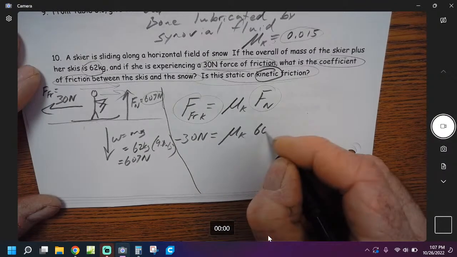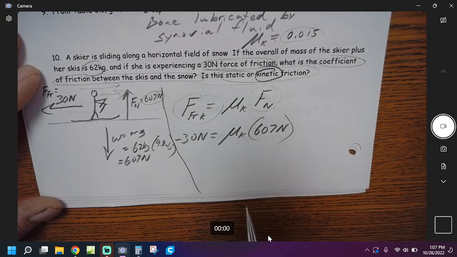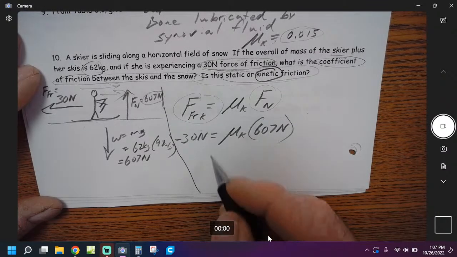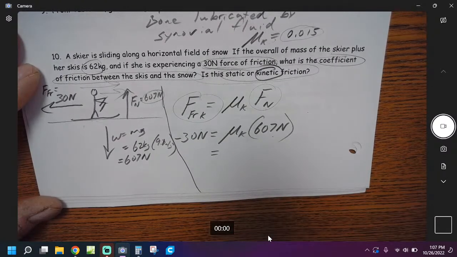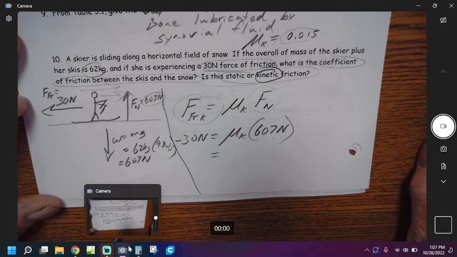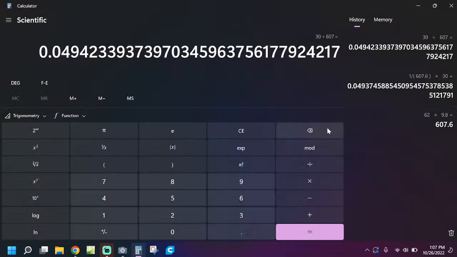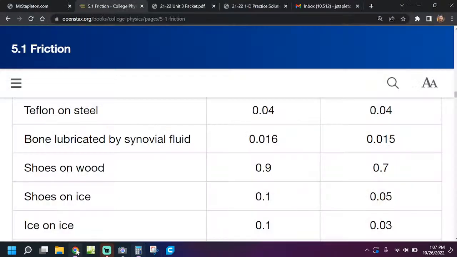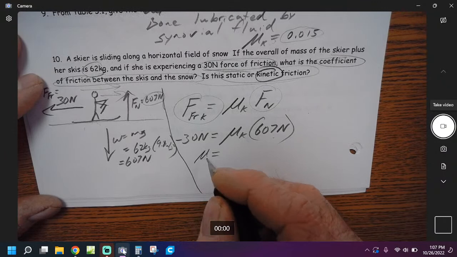So I could put 607 newtons in here. And so to find mu k, I just need to do 607 divided by 30, right? Or sorry, 30 divided by 607. I think it's 0.049. It is? Did you already do it? Okay. So mu k.